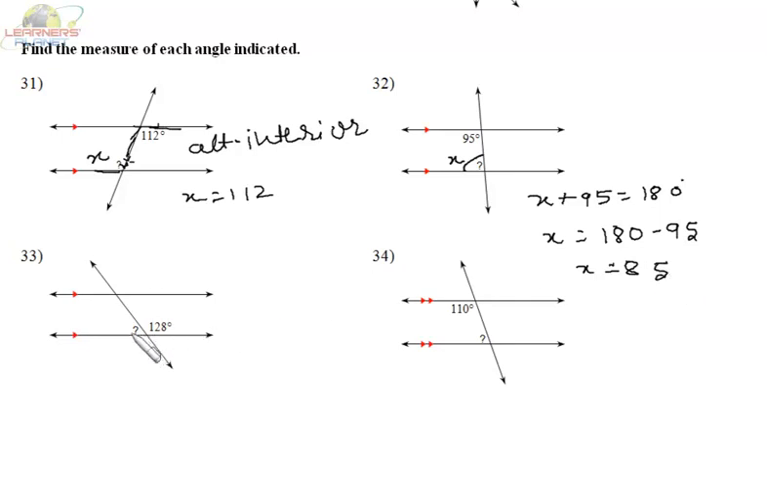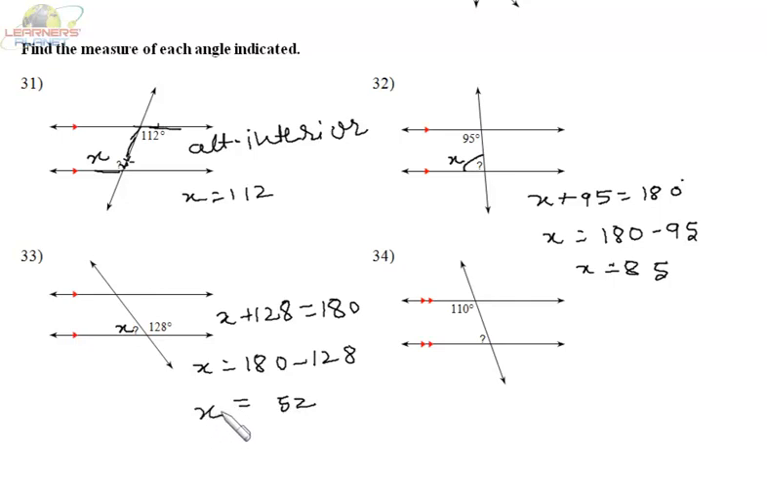Clear? Here, suppose this is X and 128, both of them are making a linear pair. So X plus 128 is 180. So X will be 180 minus 128, or we can say 52 degree. Okay? Further here, this angle and this angle, both of them are interior angles, so their sum will be 180. So 110 plus, suppose this is X, so it's 180, so X will be 70. I hope you are getting my point.